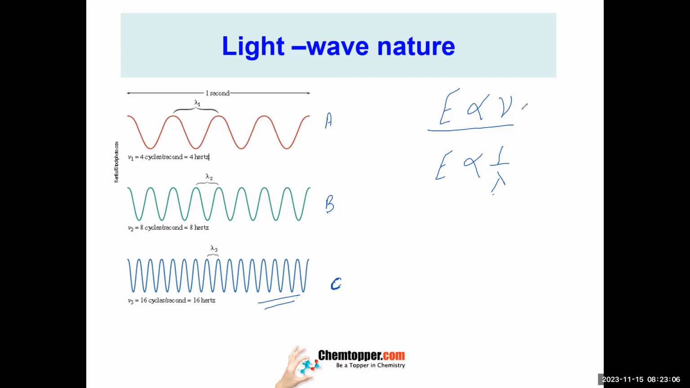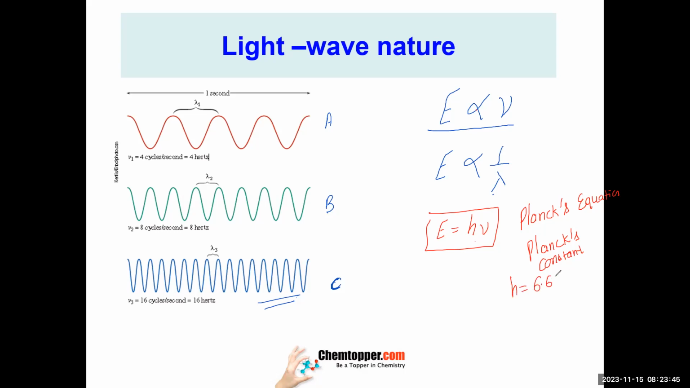Okay, now you remove this proportional. If you remove the proportional, you get a constant, h, times nu. This equation is given by a scientist, Planck. So it's called Planck's equation. And this constant which I'm showing you, h, is called Planck's constant. Planck's constant has a fixed value which you need not memorize.